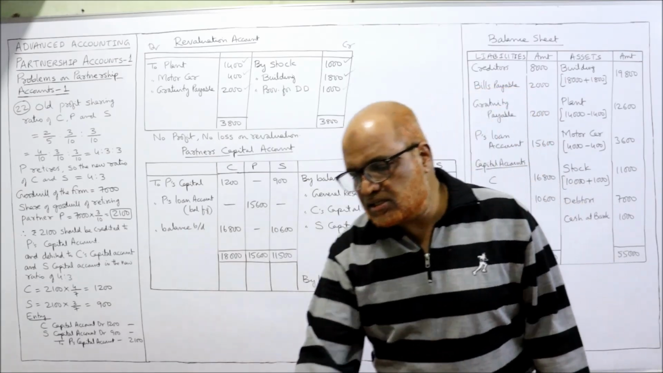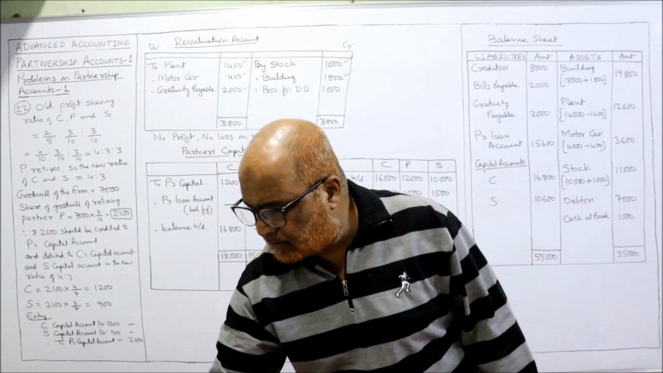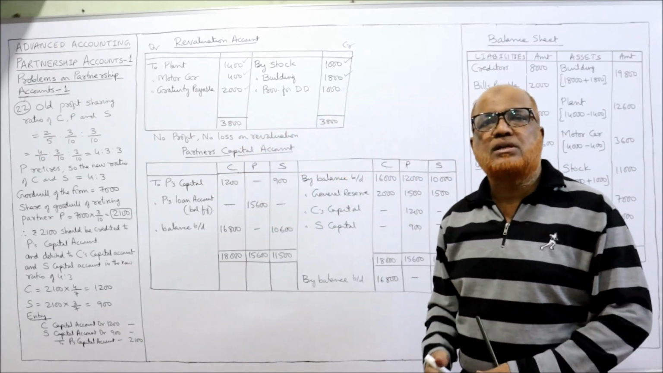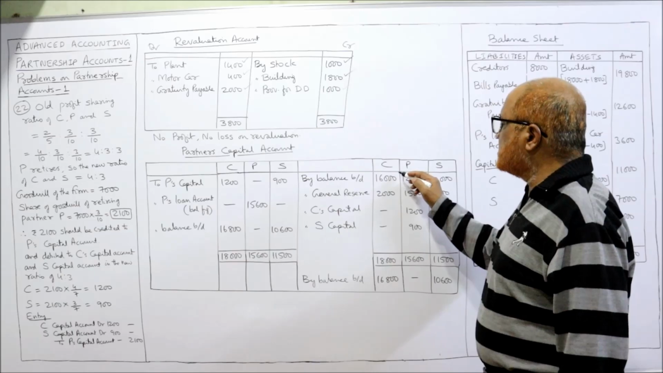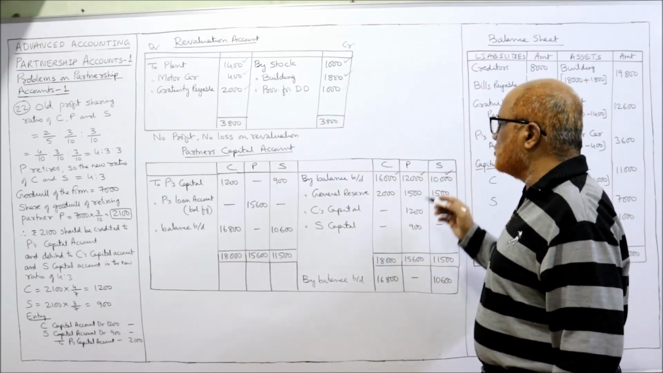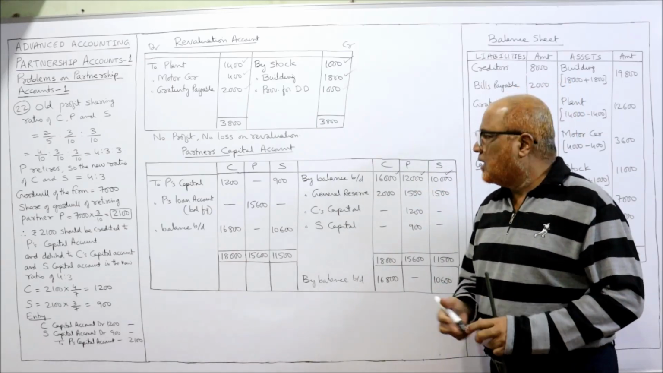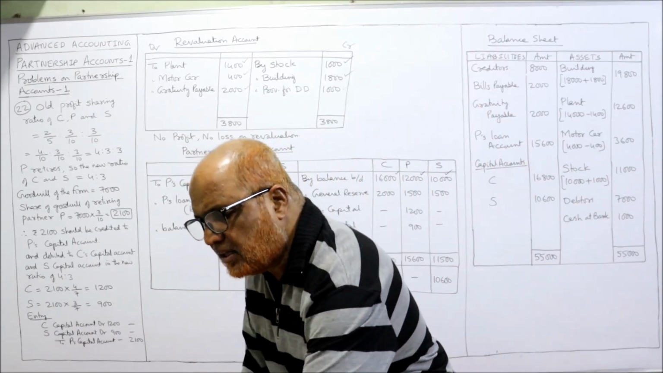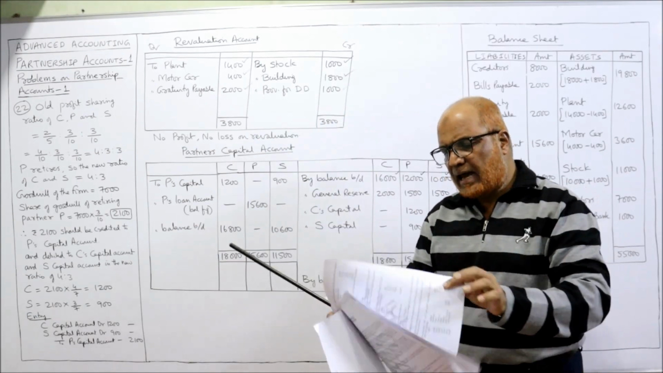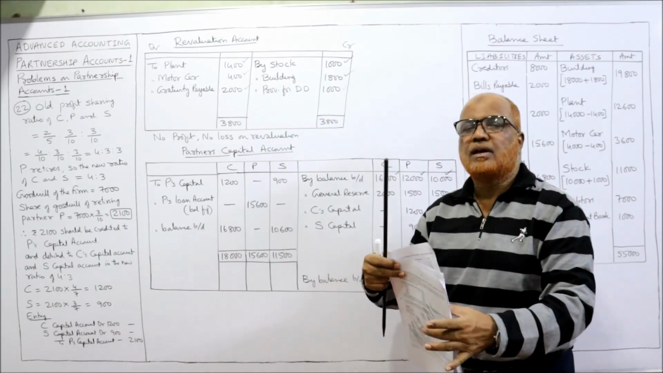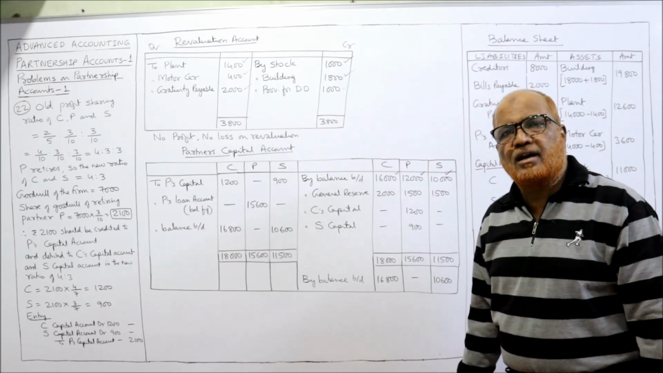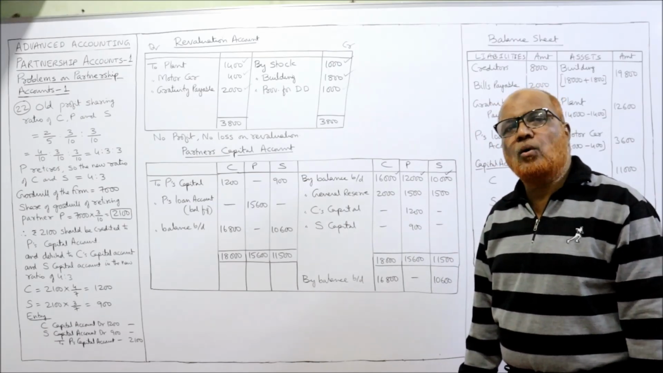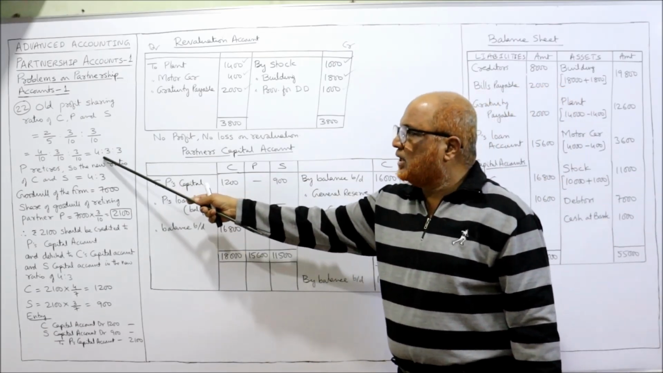First of all, opening balance. In the balance sheet the opening balances are 16,000, 12,000, 10,000. So here I have taken 16,000, 12,000, 10,000. Now apart from that, the general reserve is given in the problem. Balance sheet liability side, general reserve 5,000. This 5,000 will be shared by the partners in the old profit sharing ratio.